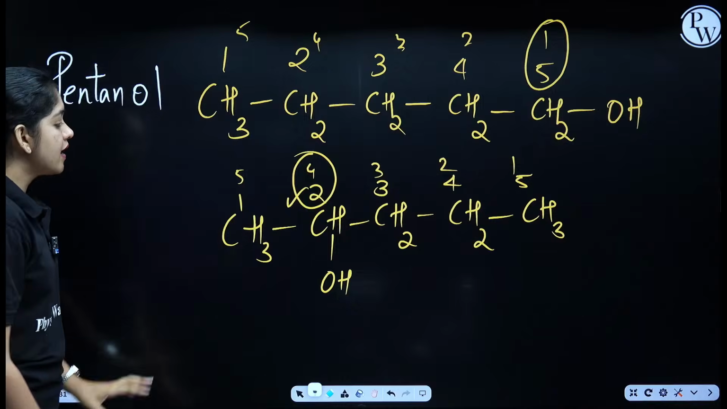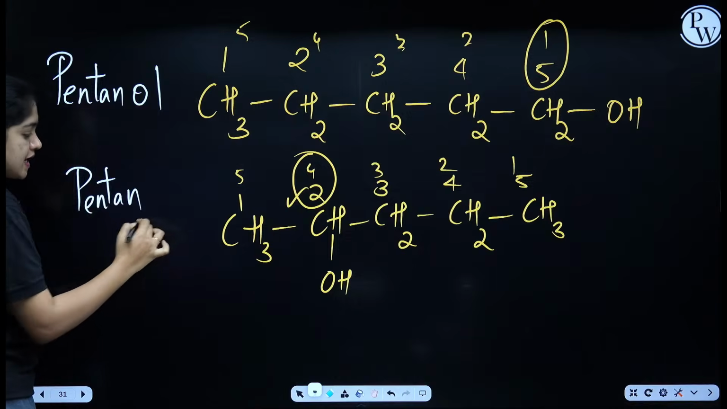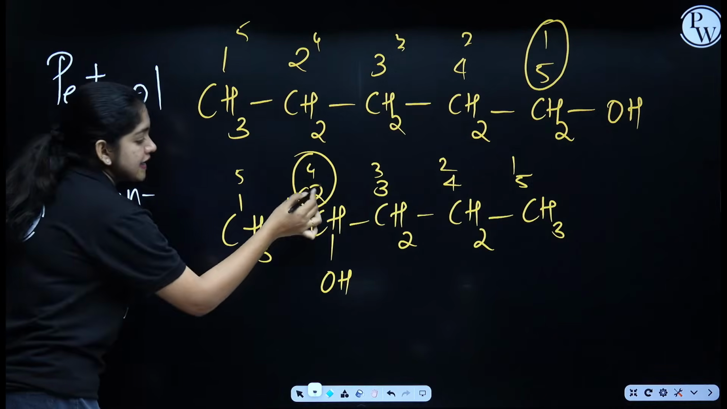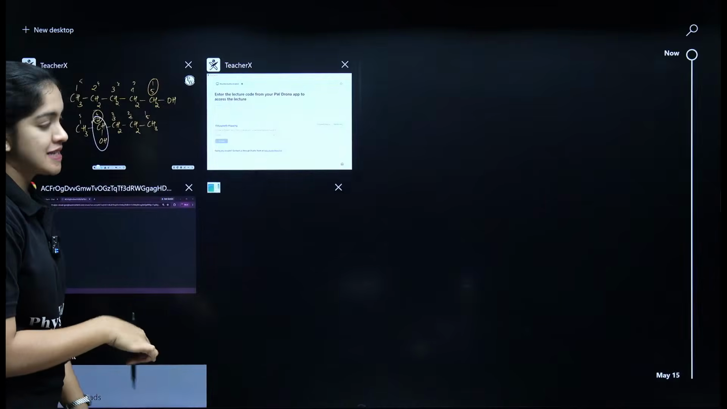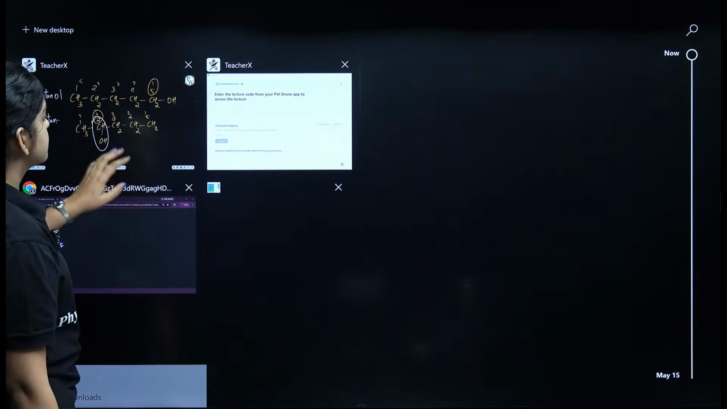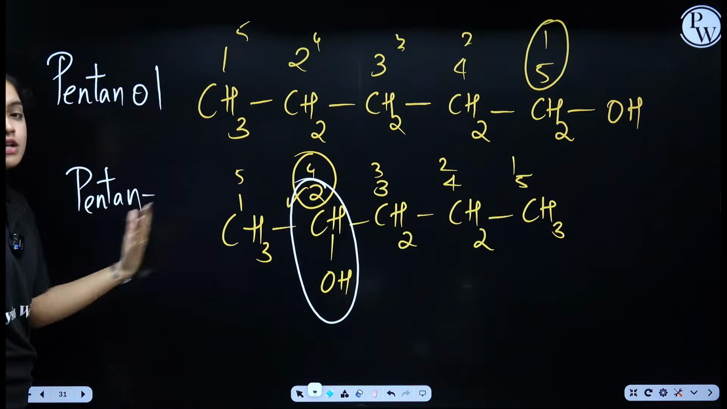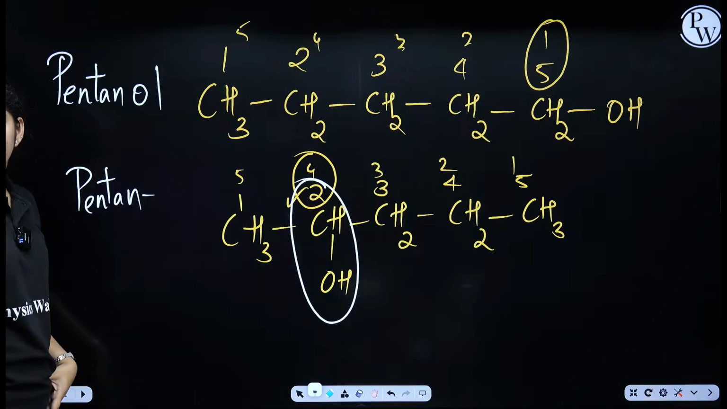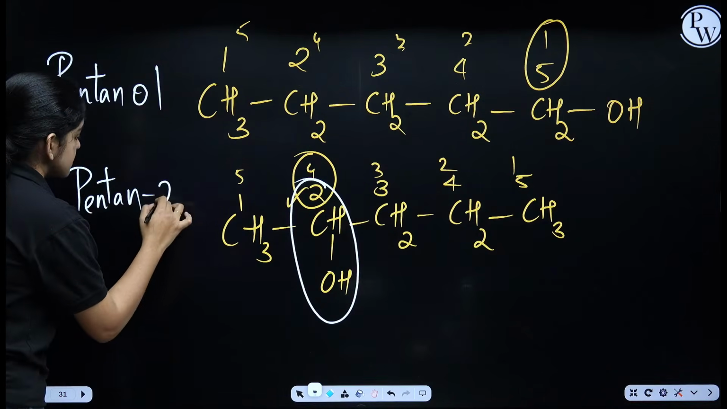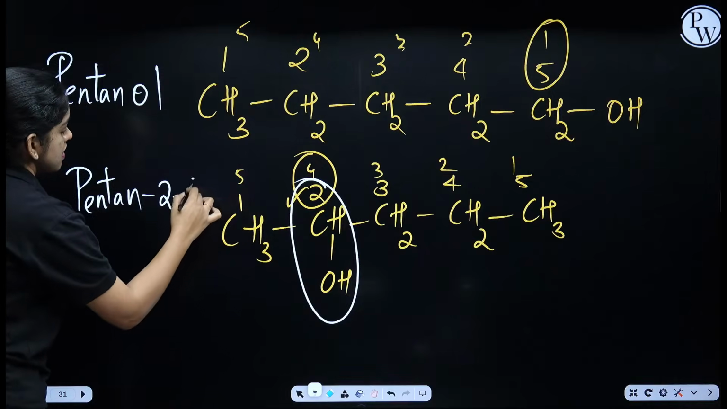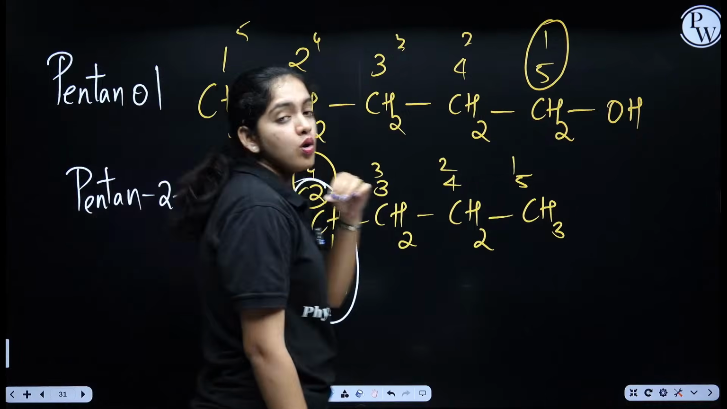So what will the naming be? Just write pentane, give a hyphen, second position, OH is present. Second position, 2, then ol. Second position, ol is there. Pentan-2-ol. Got it?